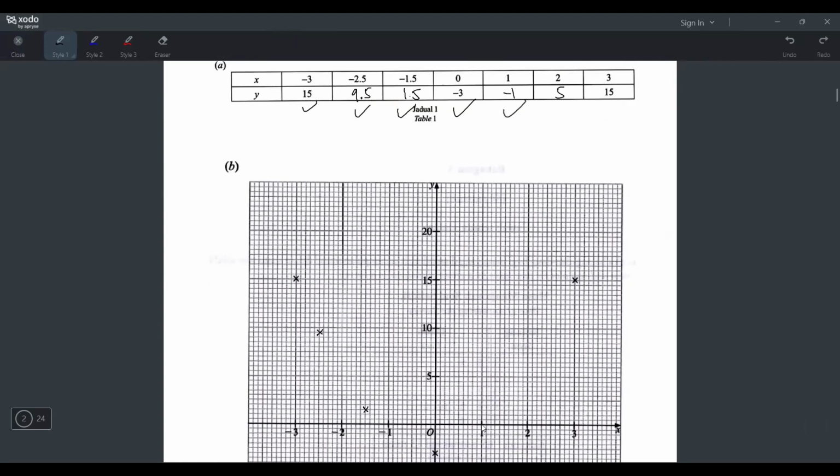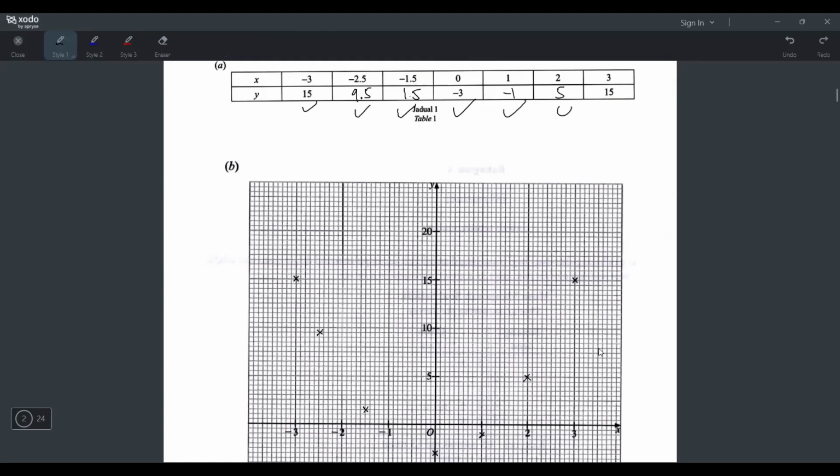Next point is (1, negative 1). Okay, 1 is here, negative 1, just go down 2 boxes. I mean go down, go down. Why go down is because one box is 0.5. So if you go down one, negative 0.5, go down one more, you get negative 1. Okay, next one, (2, 5). 2 is here, 5 is here. So this is quite easy. Just plot. Okay, last one is (3, 15).